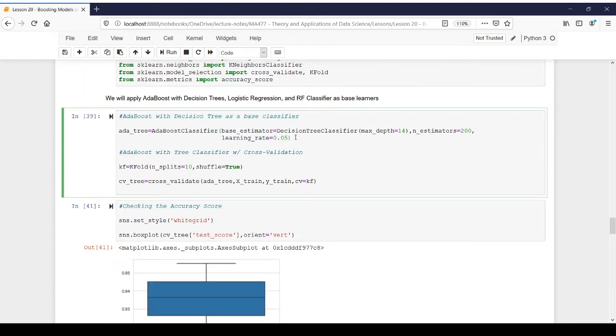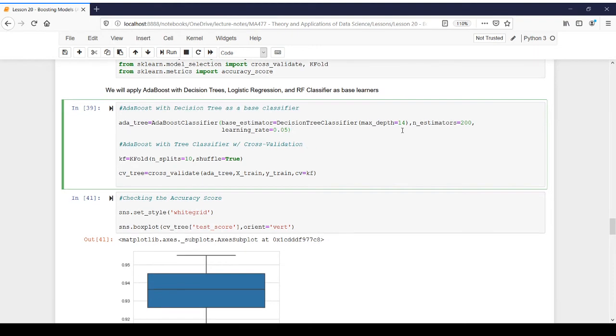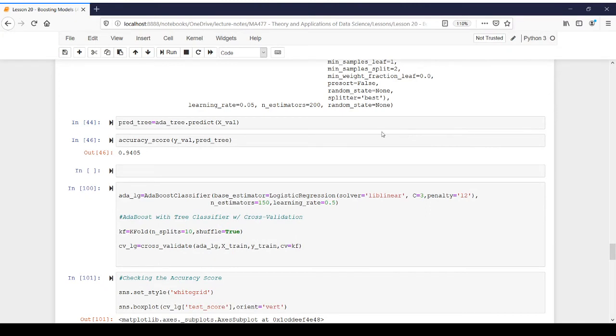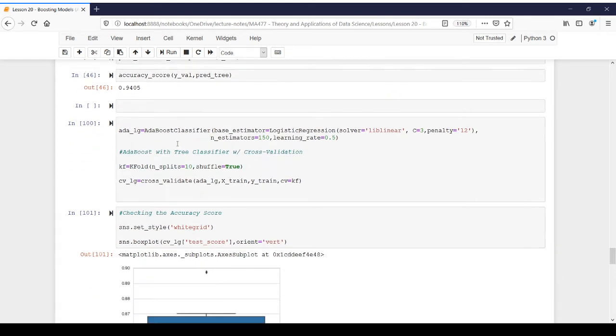And it will take a while though. If you want to tune these parameters, it might take, especially if you increase the number of estimators here, it may take a few minutes to run this. But I think for random forest from last lecture, if I remember correctly, we were doing around 94. So there's that.